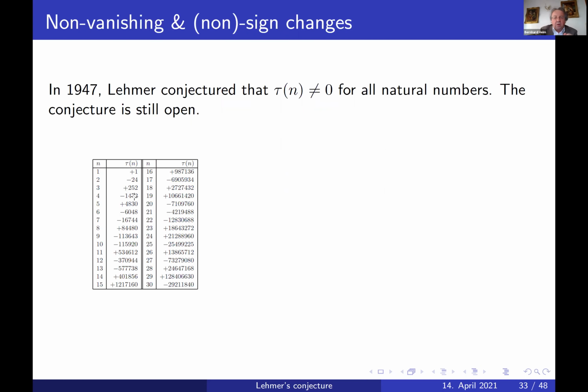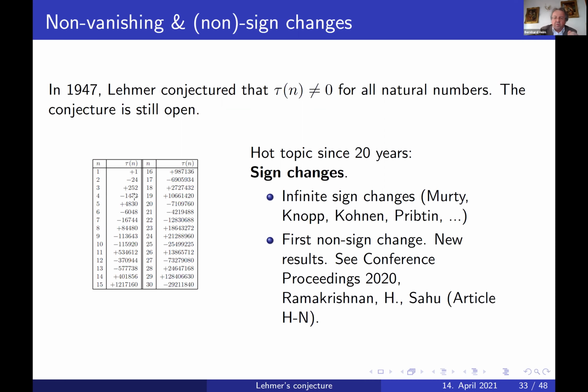And when you want to go deeper in this, there's work, of course, of Knopp, Kohn, Pribitkin, and a lot of people. And we wrote a survey paper in the proceedings that just appeared, with Ramakrishnan, Ramki Ramakrishnan, and Sahu. This was a proceedings for the birthday of Manickam, which just appeared. When you want to go deeper in this topic, I think it is quite interesting to go for first non-sign changes of at least eta powers.